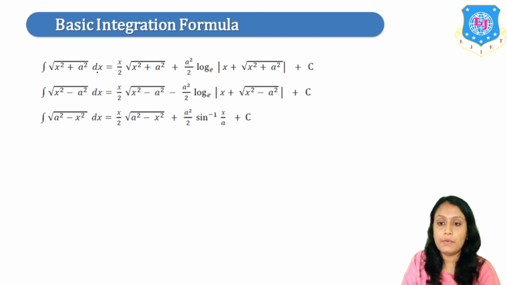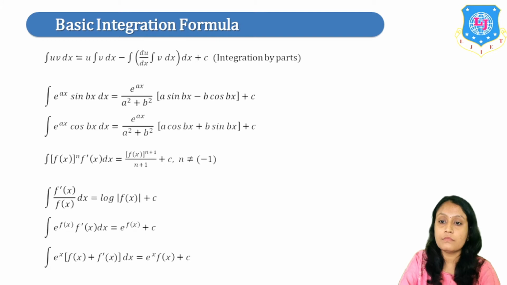Okay, now integration of under root x square plus a square dx is x by 2 under root x square plus a square plus a square by 2 log mod x plus this under root as it is plus c. Then integration of under root x square minus a square dx is x by 2, bring this under root as it is. Now here we have negative sign, minus a square by 2 log mod x plus, again bring this under root as it is plus c. Right, next is integration of under root a square minus x square dx is x by 2 under root as it is plus a square by 2 sin inverse x upon a plus c.